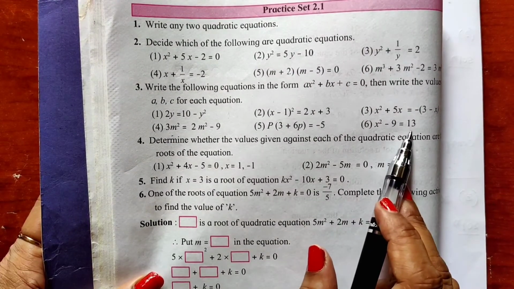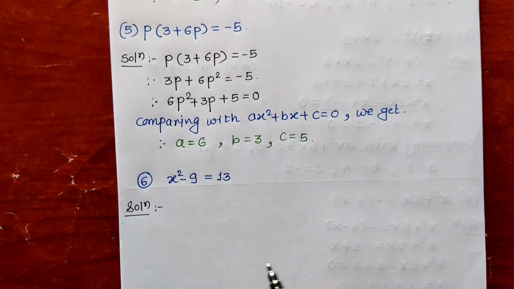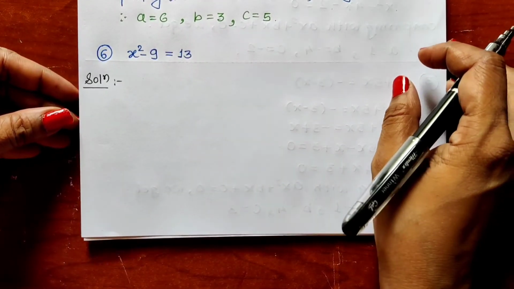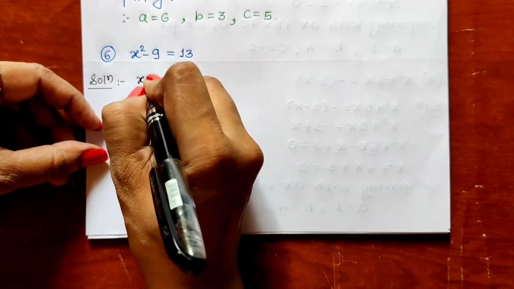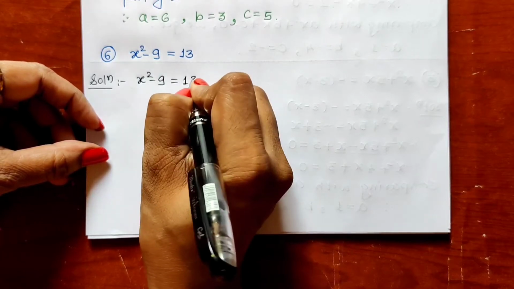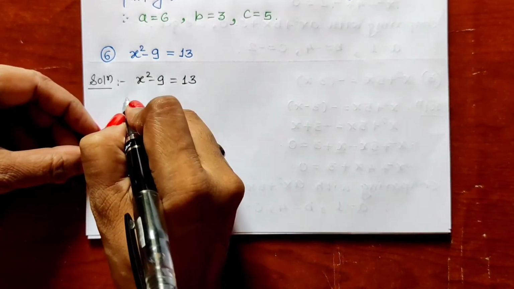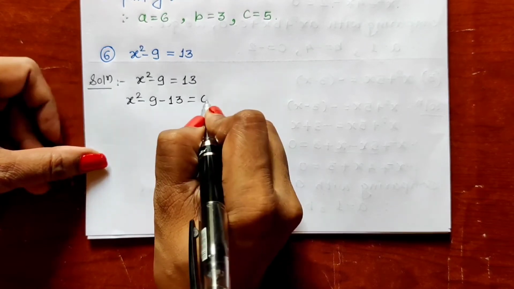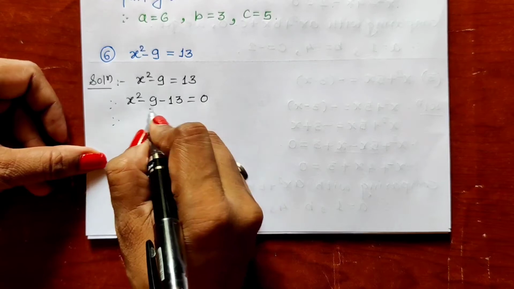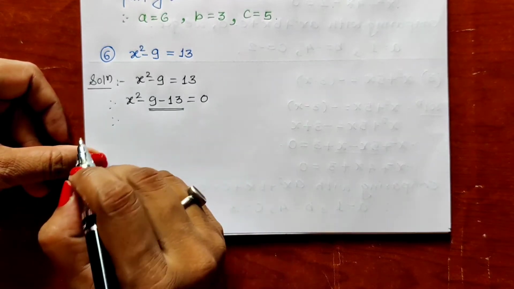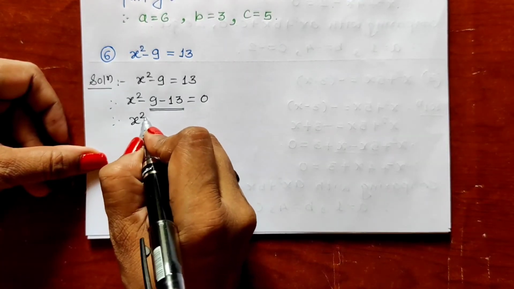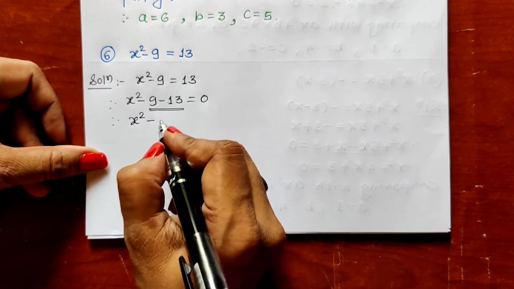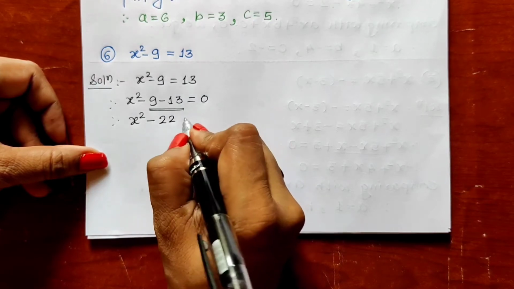x square minus 9 is equal to 13. Let us solve. Write the equation as it is at the beginning of the solution. This 13 is there on the right hand side. Transfer, and it becomes minus 13 is equal to 0. Now these two are like terms. They are constant terms, so they can be added or subtracted. x square as it is we write. Minus 9 minus 13, the sign will be minus, 22 is equal to 0.